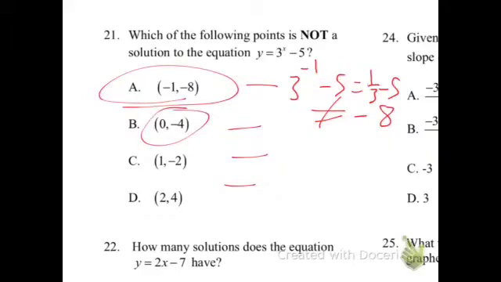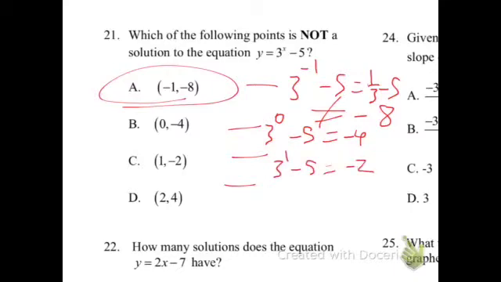But if you plug in any of these other ones, if you plug in 0, you're going to get negative 4. If you plug in 1, you're going to get negative 2. If you plug in 2, you're going to get 4. Okay, so each of these is a solution. Just A is the one that's not. And that's going to be up to 21.